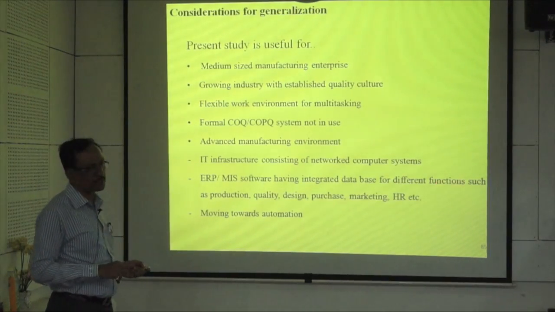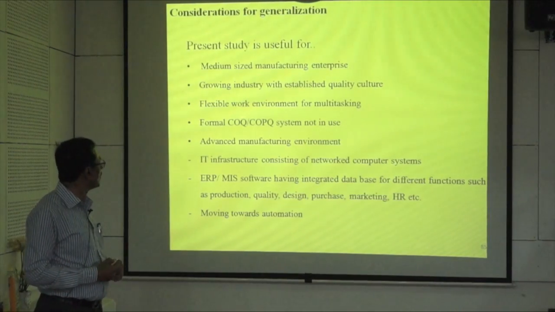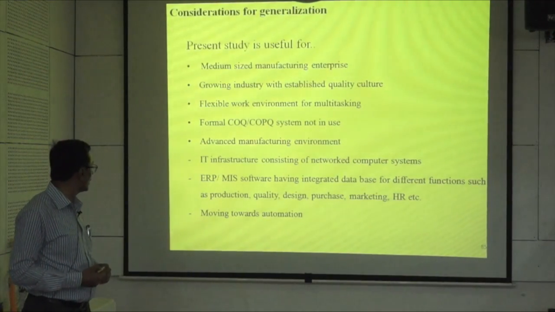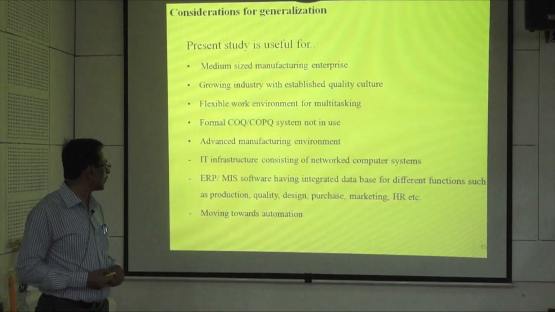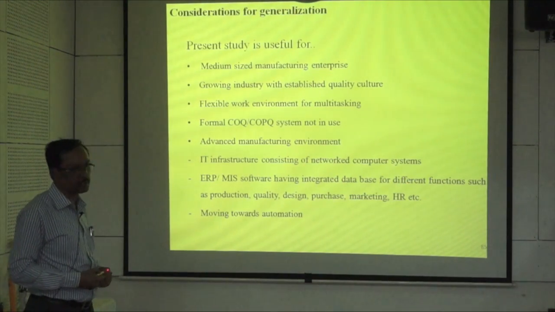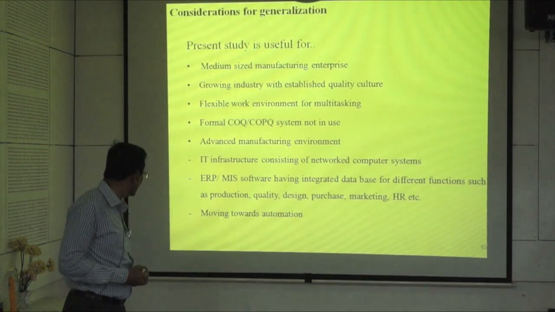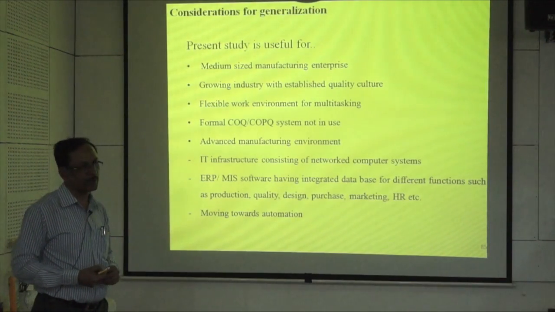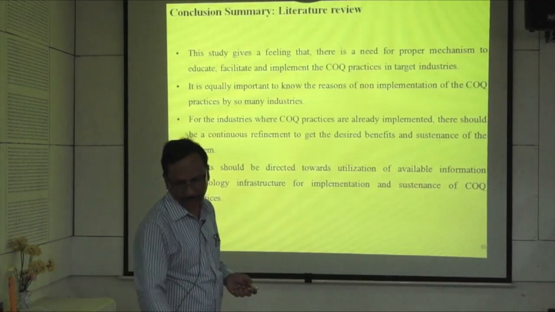These are the considerations for generalization. It is a medium-sized growing industry with an established quality culture, a flexible work environment with multitasking, and no formal cost of quality system. It has an advanced manufacturing environment, which means IT infrastructure consisting of networked computers and ERP MIS software having integrated databases for different functions, such as production, quality, design, purchase, marketing, HR. All these should be integrated, and the industry should be moving towards automation. So these are the traits of the advanced manufacturing environment. If these traits are there, then we can incorporate this model and move further.